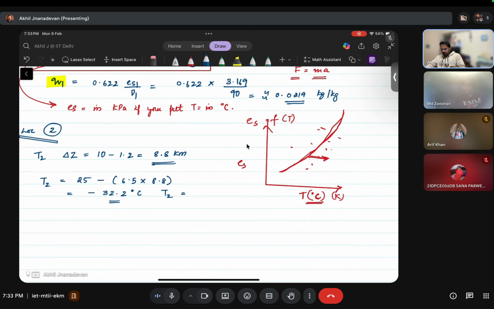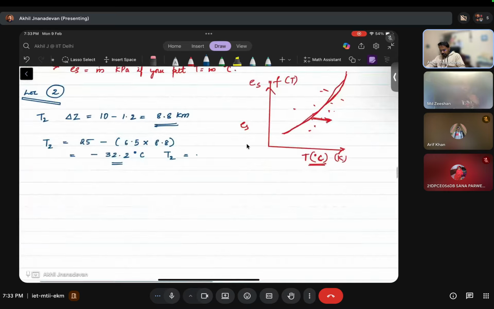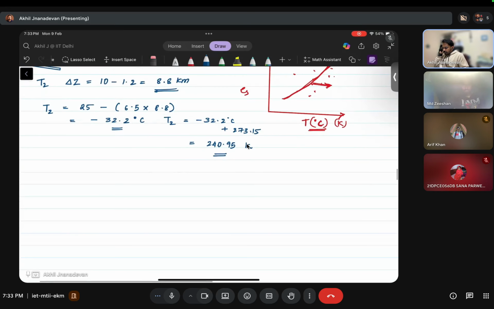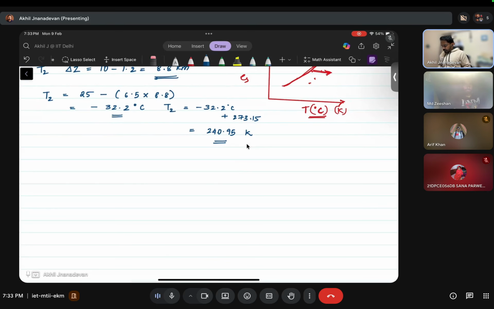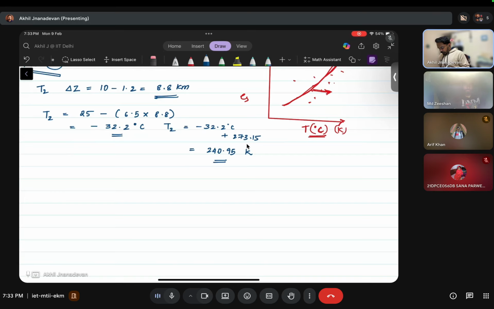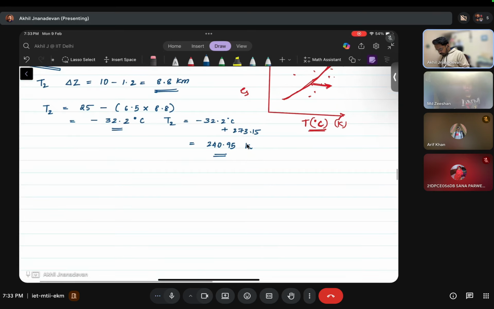T2 in Kelvin we can also calculate. We just have to add 273.15 to it. T2 in Kelvin will be equal to 240.95 Kelvin. So we know the temperature now, and next is to find the pressure.